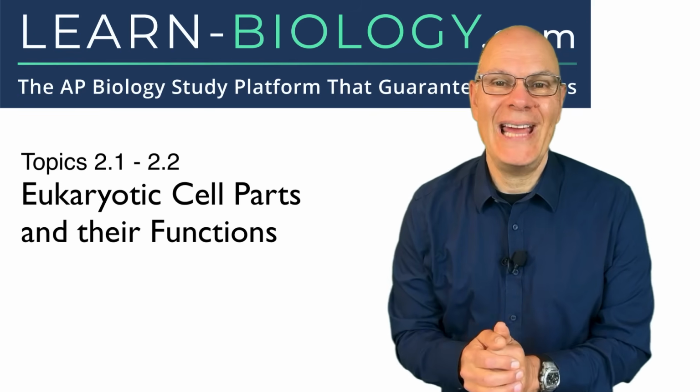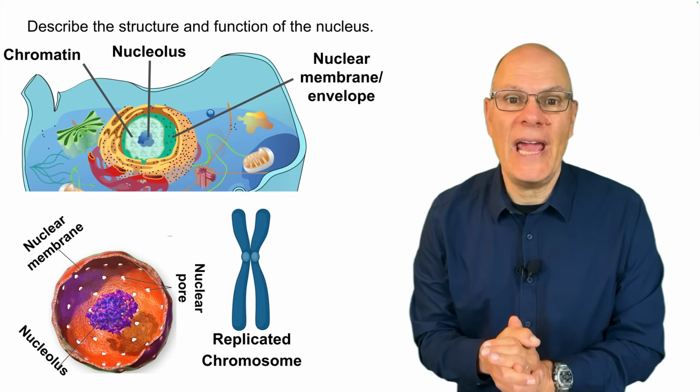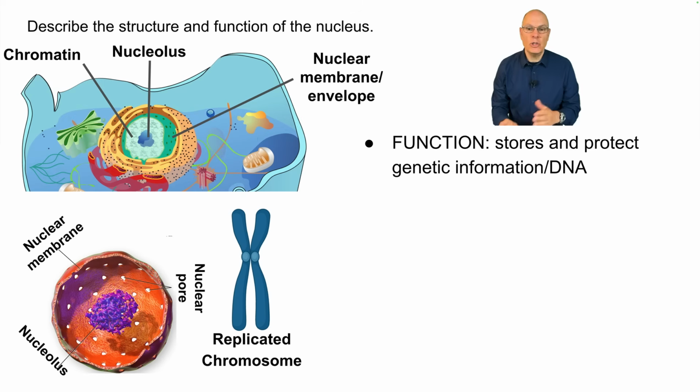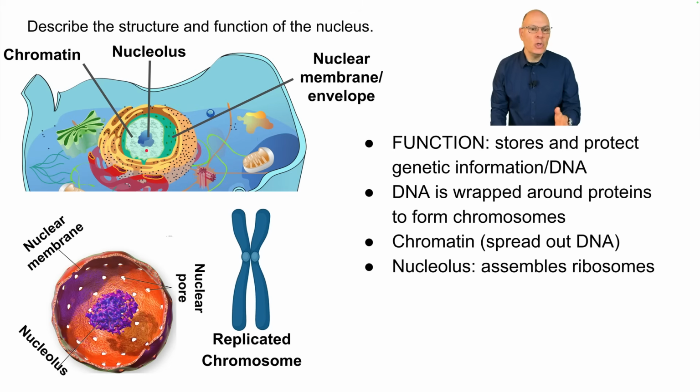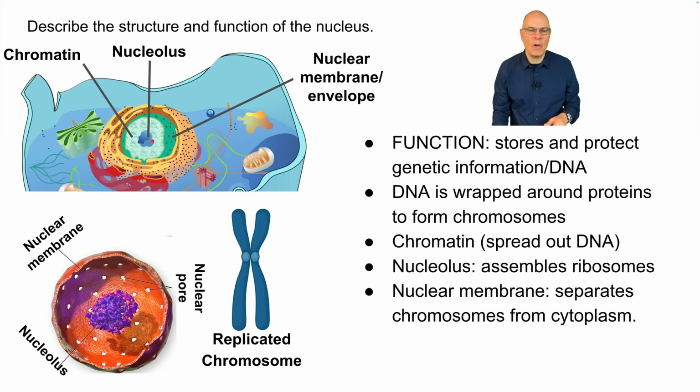Eukaryotic cell parts and functions. Describe the structure and function of the nucleus. The nucleus's function is to store and protect genetic information in the form of DNA. That DNA is wrapped around proteins to form chromosomes. This representation here is only present during mitosis or meiosis when cells are dividing. Otherwise, the DNA is more diffuse and spread out. It's still in chromosomes, but we call the form chromatin. The nucleolus is this dark part in the center of the nucleus, and it assembles ribosomes.